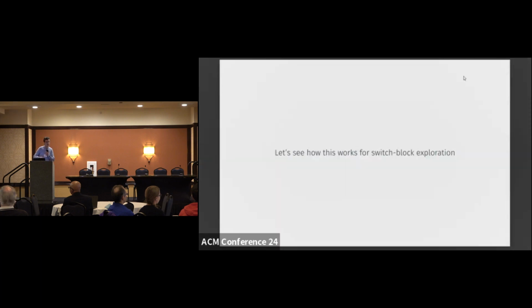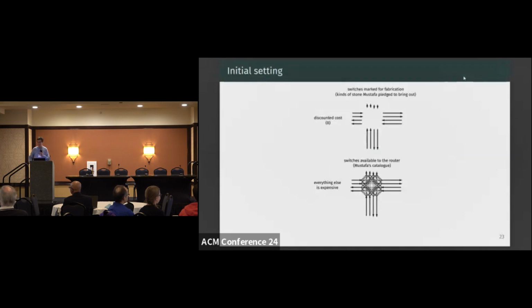And now let's return to the present moment and see how this applies to our problem here. So we have the initial situation where at the top we see all the switches that are marked for fabrication. So they are going to the foundry, and initially there are none.